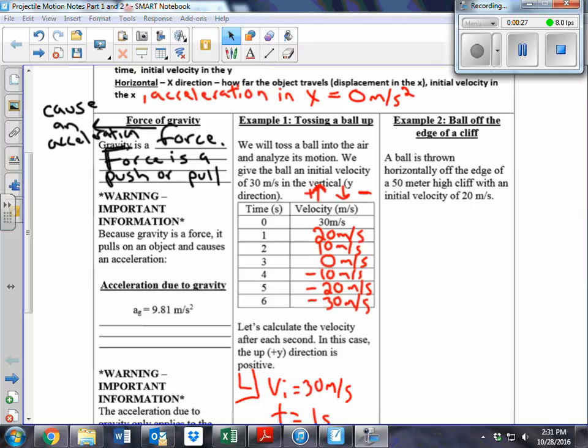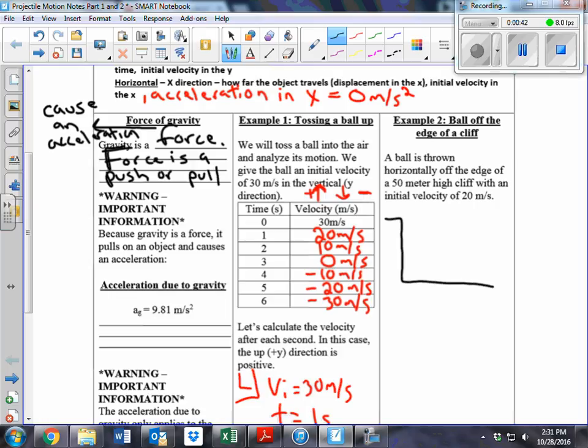But anyways, a ball is thrown horizontally off the edge of a 50-meter high cliff with an initial velocity of 20 meters per second. This is very similar to the do now that I gave you this morning. So in physics, it is often very helpful to go ahead and draw a picture of what's going on. So in this case, I have a 50-meter high cliff, and I have a ball being thrown horizontally off of the edge at a velocity of 20 meters per second.